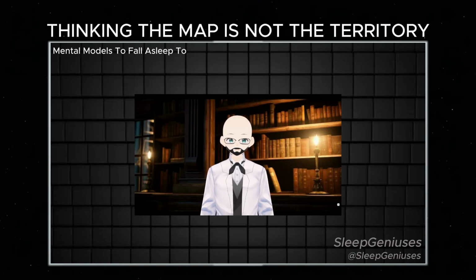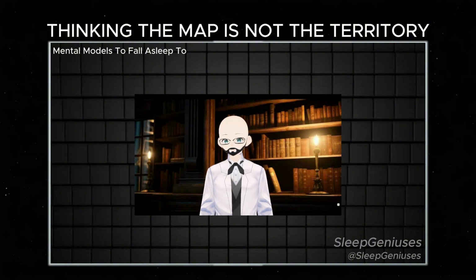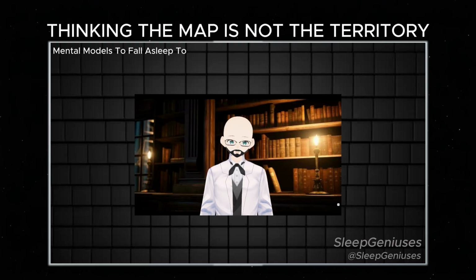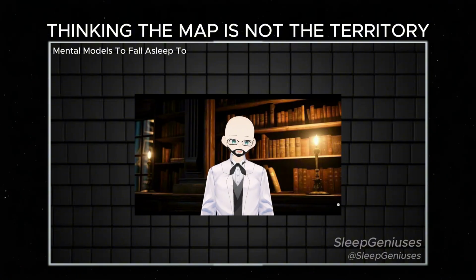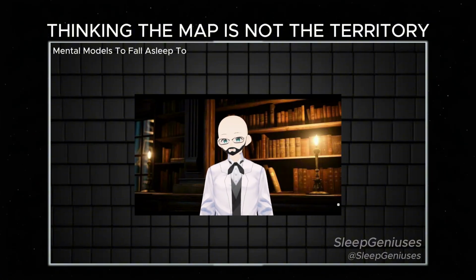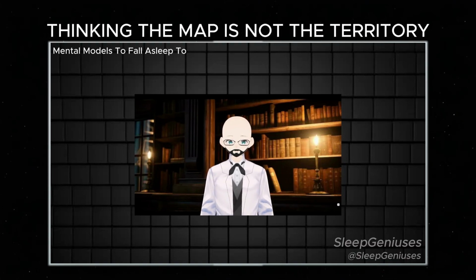Cognitive psychology links this to schema theory, the frameworks we build to understand the world. Schemas help us navigate quickly but can distort perception. For instance, if you carry a negative schema about a colleague, every action they take may seem hostile, even when it is neutral. Your map shapes your interpretation more than the territory itself.